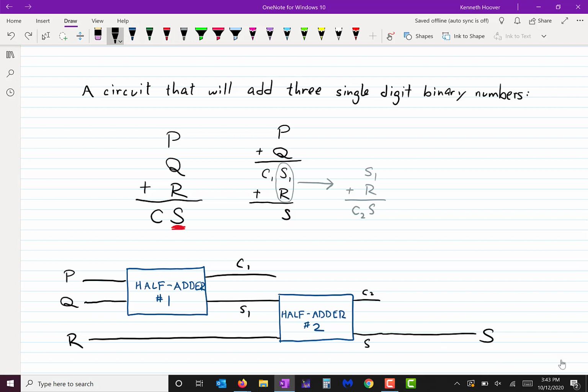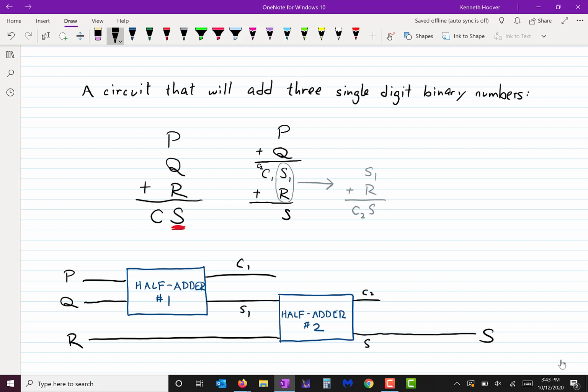Okay, the C2 would be carried over and would end up there, and I would add the C2 and the C1. So you might be thinking, oh, so we need another half adder circuit. Well, it's not even that complicated. It's actually easier. Let's just do this by cases, okay?